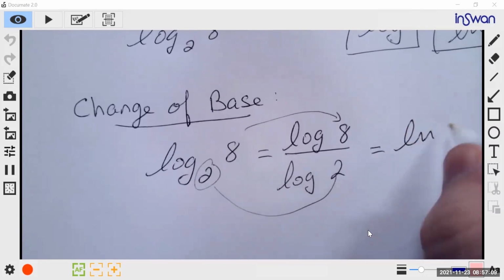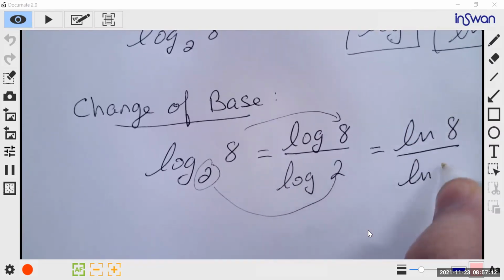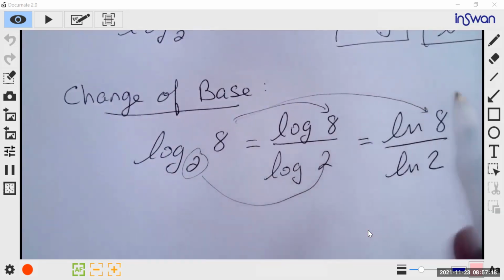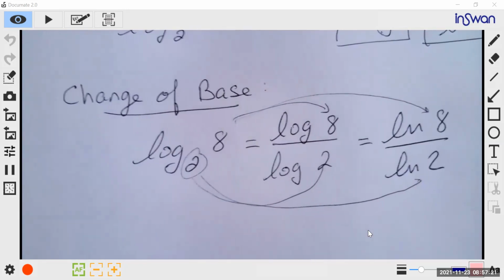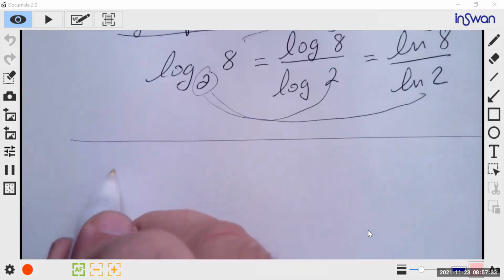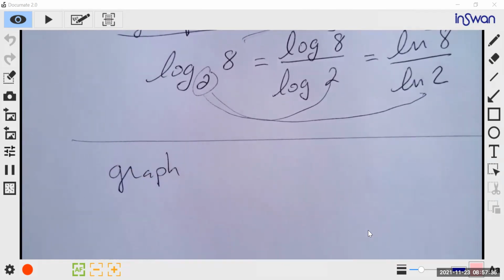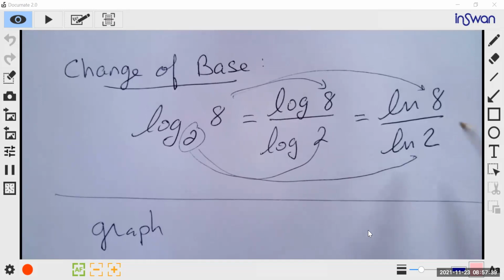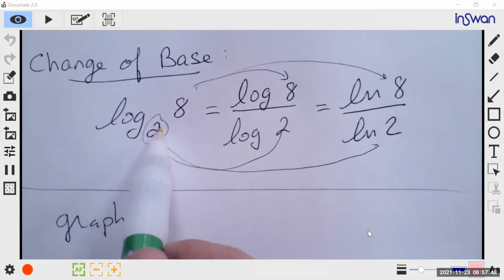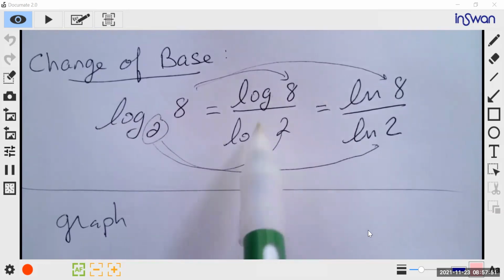You can also use the ln. Whatever's on top goes on top. Whatever's in the base goes on the bottom. They'll give you the same answer because it's the proportions that are the same. As I'm saying, you can't solve this on a calculator directly. So in order to get the actual number, you have to change the base and then type it in the calculator.